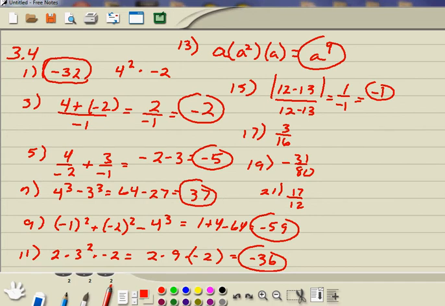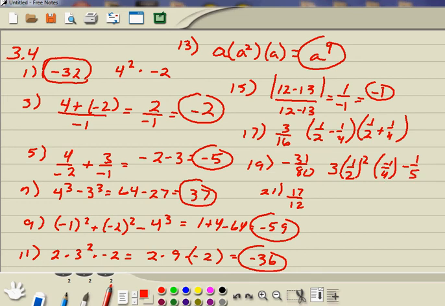Let's look at 17 for a second. My formula would be 1/2 minus 1/4 times 1/2 plus 1/4. And you have to have common denominators to solve and to work those out. Number 19, it would have been 3 times 1/2 squared times a negative 1 over 4 minus 1/5. Okay, so there's a lot of work there.